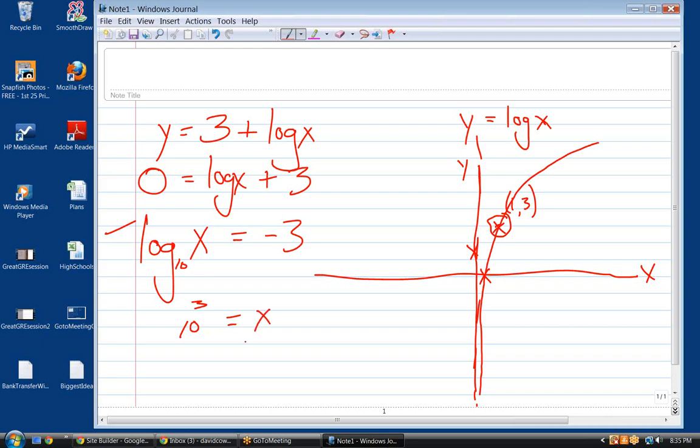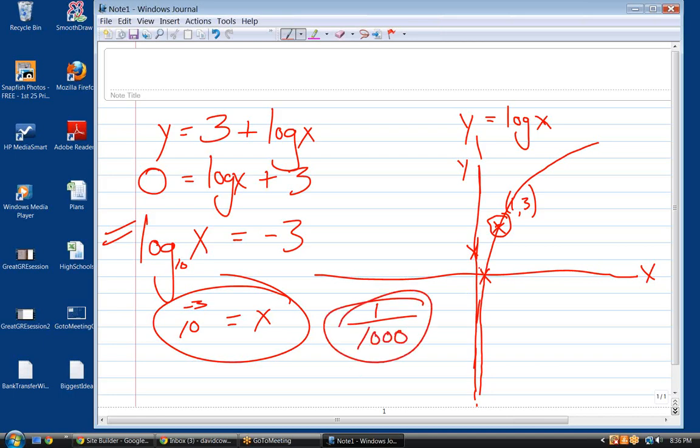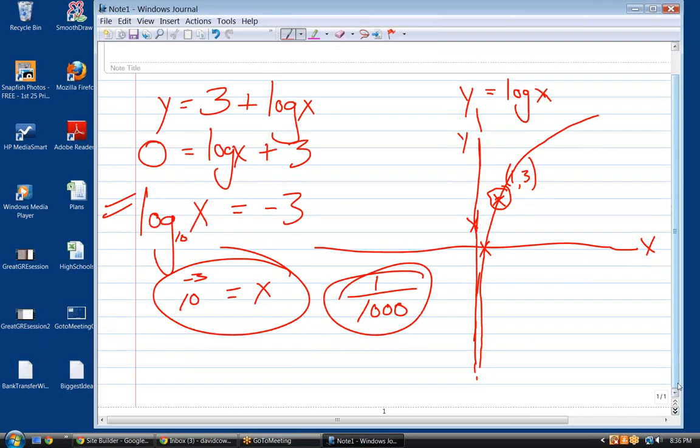Are you just switching it over? Yeah. In other words, when you have it in log and the variable is in the argument, you don't really have anywhere to go with that. So the only way to solve it is to switch it to an exponential expression. Excuse me, 10 to the -3 is equal to x. So this thing crosses the x-axis when x is 1 over 1,000. Very close to the y-axis. All right. What else you got?